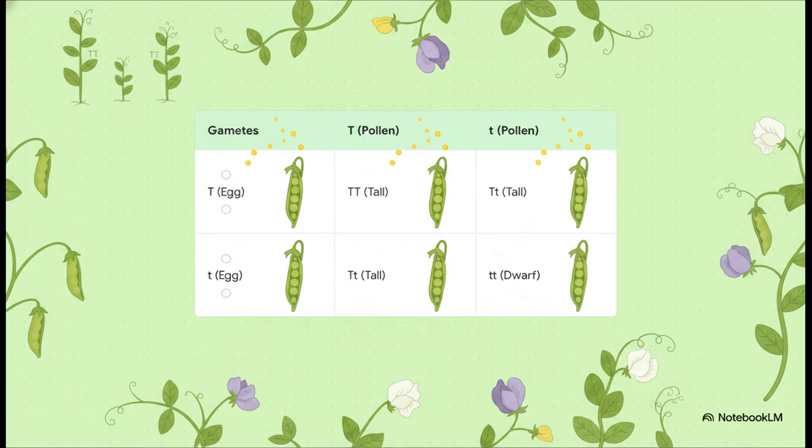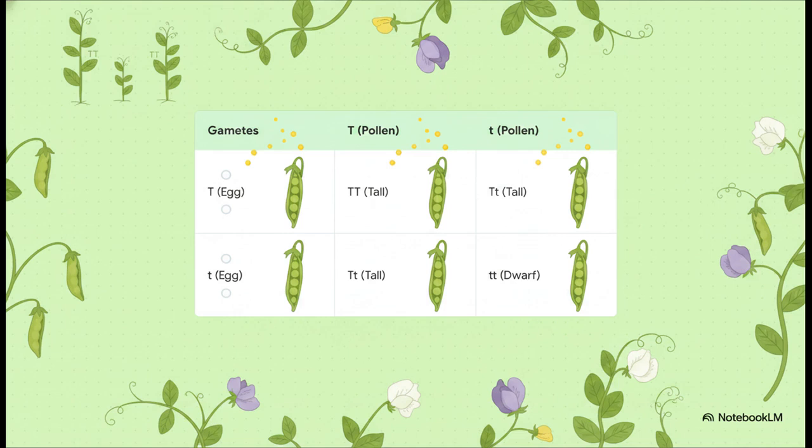A bit later on, Reginald C. Punnett gave us this absolutely brilliant visual tool to calculate these exact probabilities, the Punnett square. When those heterozygous parents from the F1 generation create gametes, pollen and eggs, they randomly pass on either a capital T or a lowercase t.